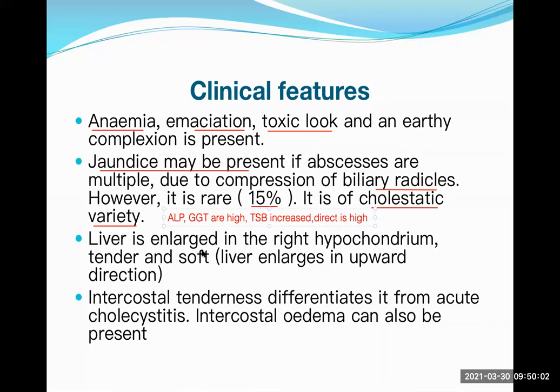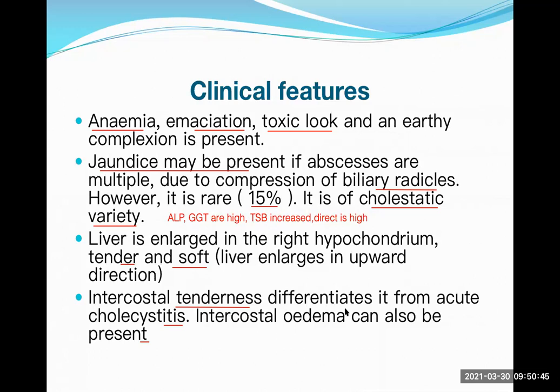Now let's move further. Liver is enlarged in the right hypochondrium, tender and soft. These are the features of abscess. Intercostal tenderness differentiates it from acute cholecystitis, and intercostal edema can also be present. Now, this intercostal tenderness is detected by thumping. Make a fist with your hand and just hit on the lateral aspect of the right hypochondriac area, and the patient will complain of a lot of pain. Or you can simply look at the face of the patient, whether the patient is wincing or not. This is known as intercostal tenderness.